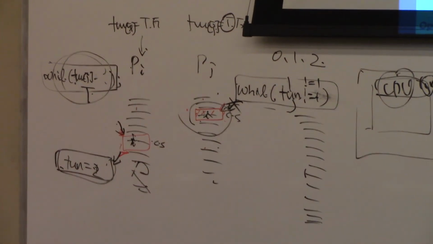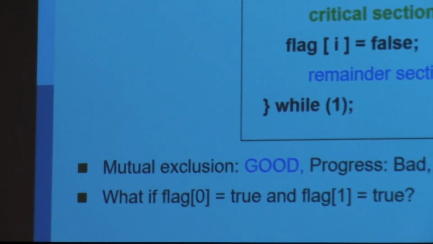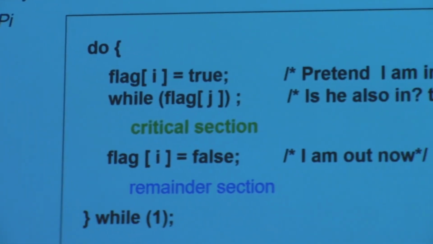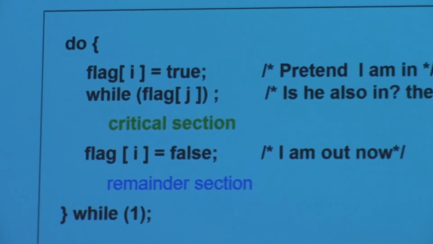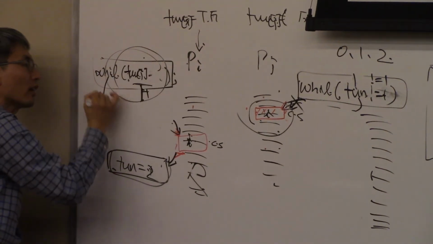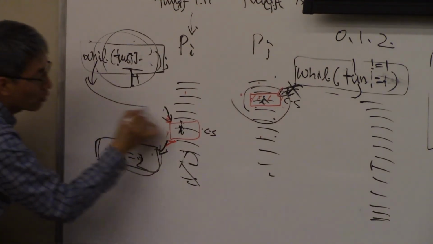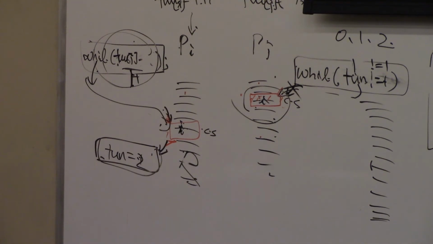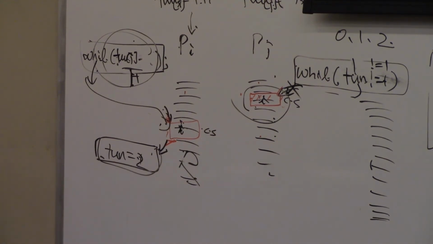Even I don't want to use the critical section. That means when this one, PJ, exits, turn J will be changed to F. So this one is the F. F means you can get out of the while loop, which means you can enter the critical section. It's very similar to the previous one, but it's slightly different.